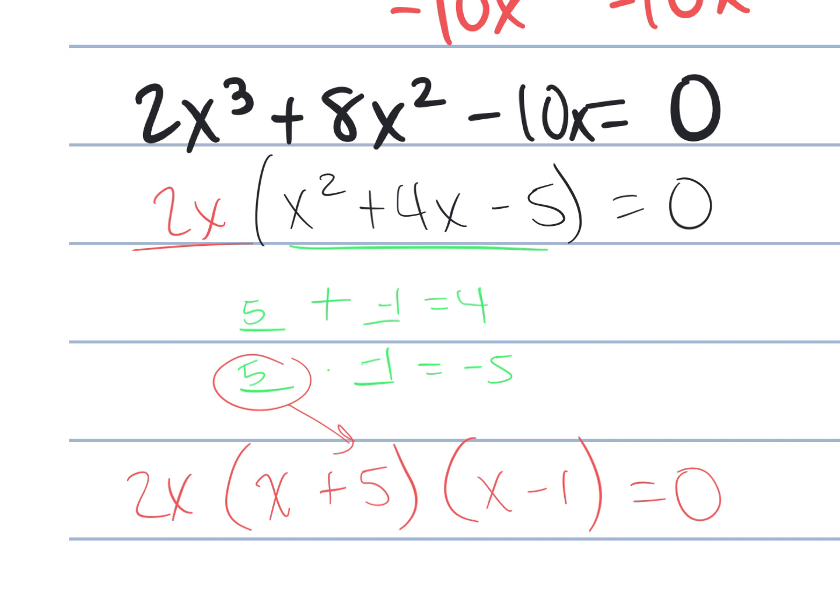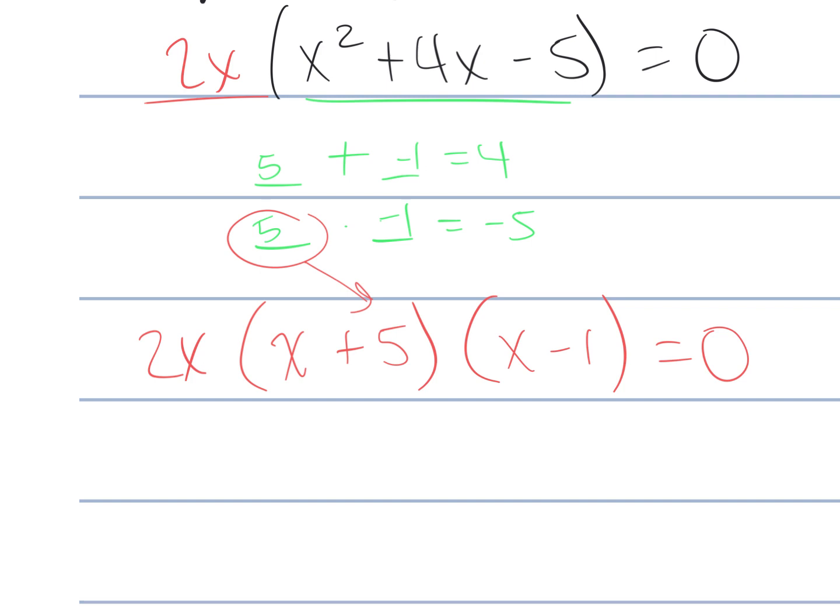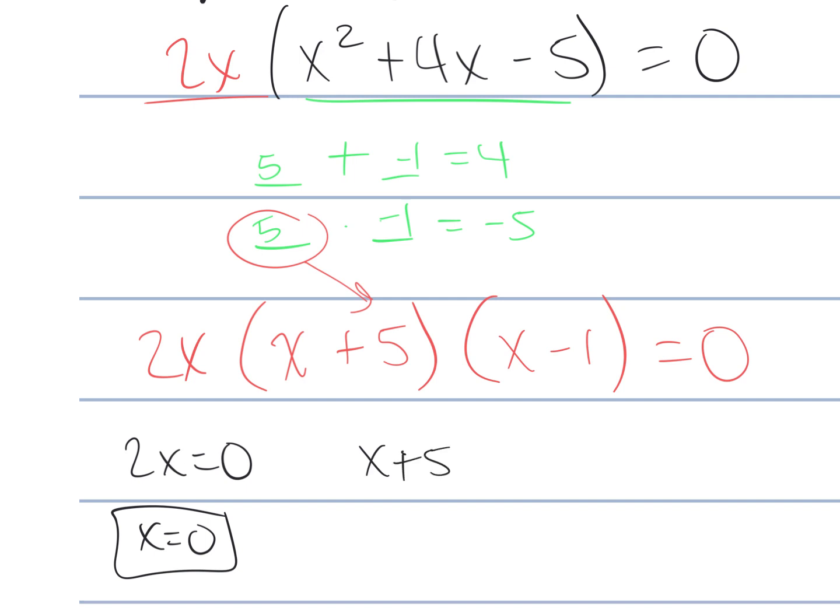What do I do next? Sophia? You then have to put them all into their own equation. So you need 2x equals 0. So that means x equals 0. Very good. And then x plus 5 equals 0. Minus 5, so x equals -5. And the last one? X equals 1.